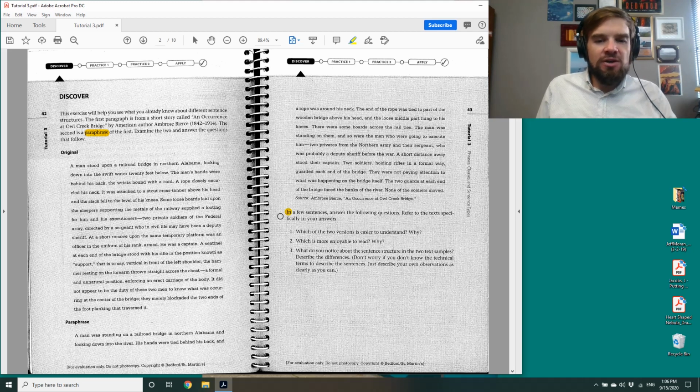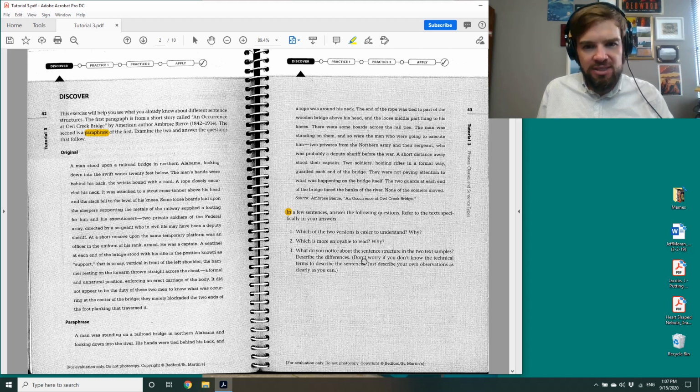Then here, Professor Ferris asks you to think about, in a few sentences, answer the following questions. Refer to the texts specifically in your answers. So 1, which of the two versions is easier to understand? Why? 2, which is more enjoyable to read? Why? And 3, what do you notice about the sentence structure in the two text samples?